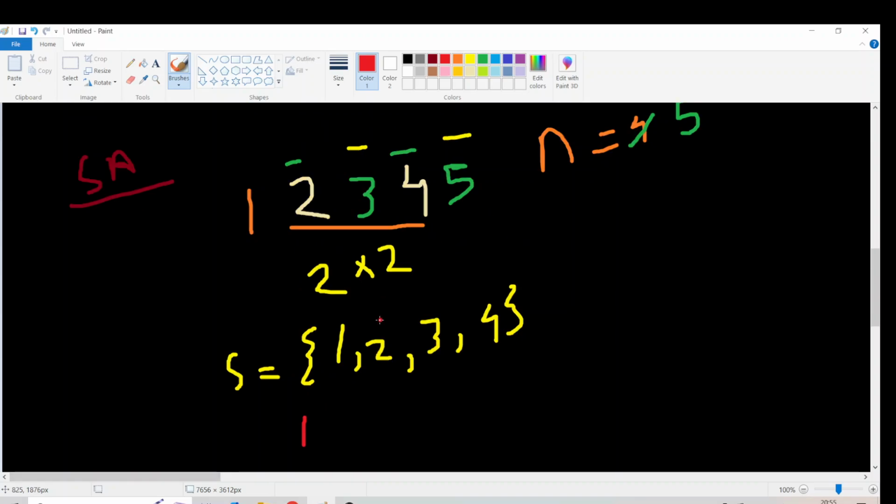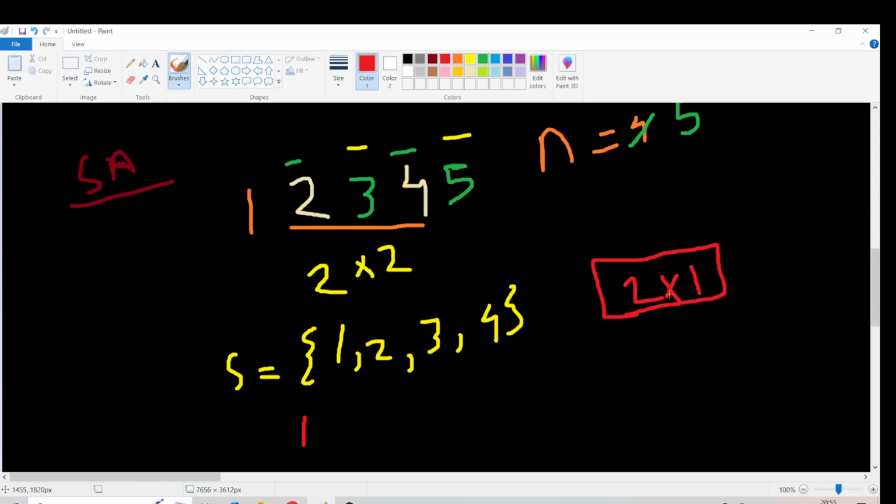Now the odd index elements are 2 and 4, and the even index element is 3. So the total permutations will be 2 into 1. But we have to find the sixth combination. Okay, sixth combination, so this is not possible. If we start with 1, we can generate only two combinations, so that is not possible.